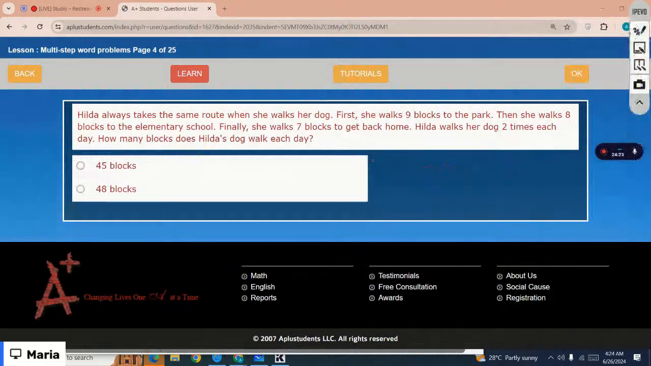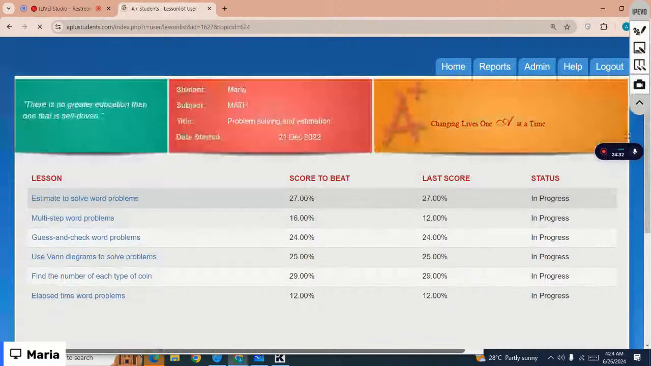Okay, you can complete the lesson by yourself later today. Let me just move on to the next lesson. The next lesson is guess and check word problems. Let's just start with the lesson.